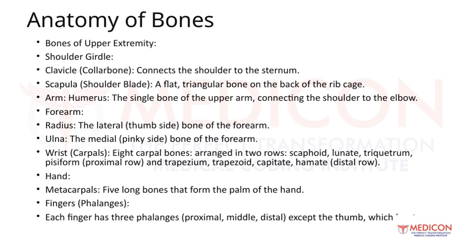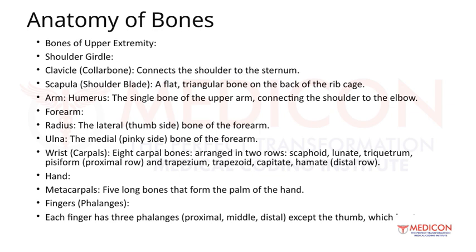Next is the scapula, or shoulder blade, which is a flat, triangular bone located on the back of the rib cage. This bone helps facilitate shoulder movement and serves as an attachment point for muscles. Moving down to the arm, the main bone here is the humerus, which is the single bone of the upper arm. It connects the shoulder to the elbow and is vital for arm movement and strength.